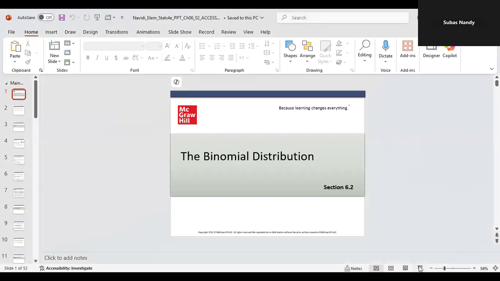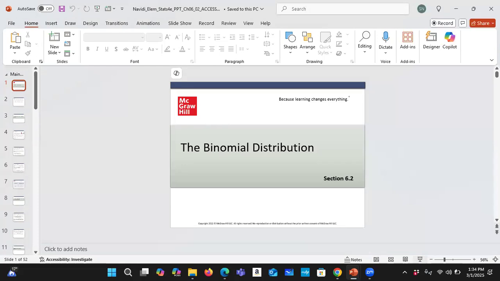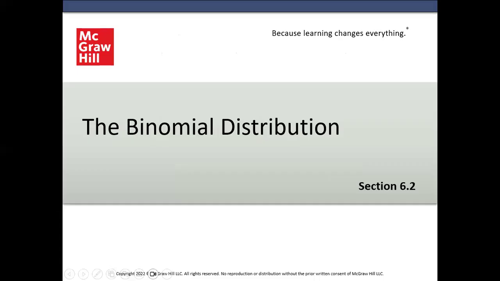Today we are going to talk about binomial distribution. So here I go. Bi, as the name implies, or as the prefix implies, means two. Binomial means two possible outcomes in a probability experiment.